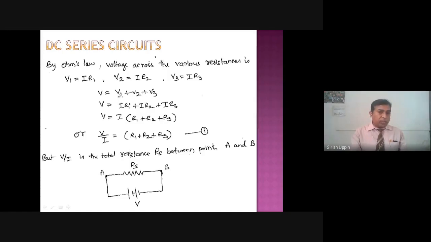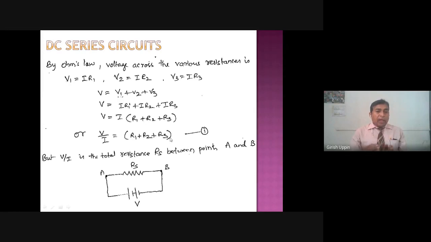And we replace V1, V2, V3 with these values. What we get is V is equal to I into R1, plus I into R2, plus I into R3. I is common, the current is common, so you can take it out. What you get is V is equal to I into (R1 plus R2 plus R3). Or you can say V by I is equal to R1 plus R2 plus R3.